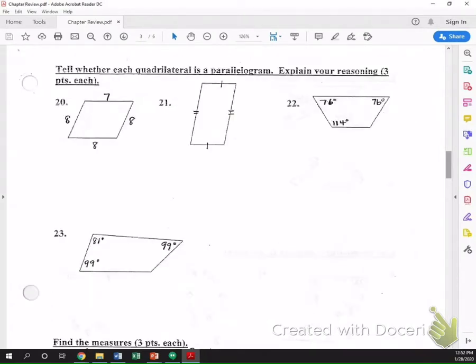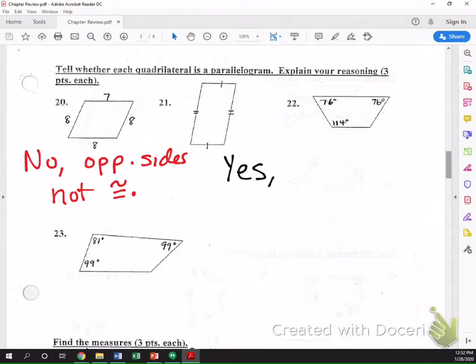Tell whether each quadrilateral is a parallelogram and explain. Number 20. Is that a parallelogram? No. Why not? The opposite sides are not congruent. What about number 21? We don't know anything about them being parallel. Parallel is if they have the arrows. So we can't say opposite sides parallel. We could say opposite sides congruent.